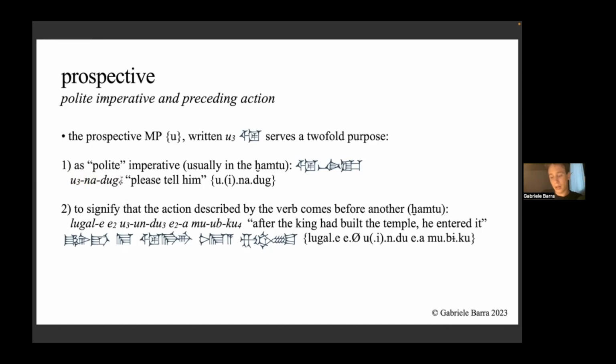However, the preponderant, the most used purpose, the main one, would be to signify that the action described by the verb comes before another verb. So in this case, I think it's fair to translate it as not please, but after. So let's see the following sentence. Lugal, king, ergative, to the temple, undu, a, mu ubku.